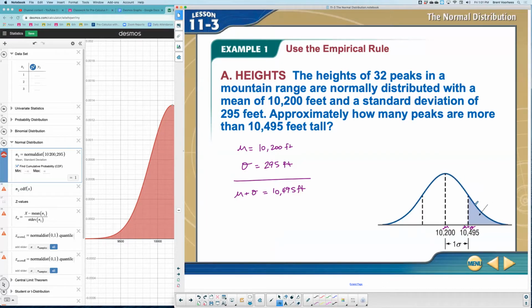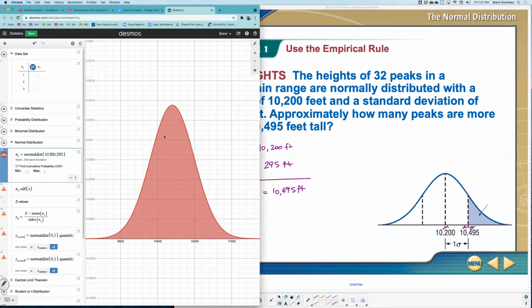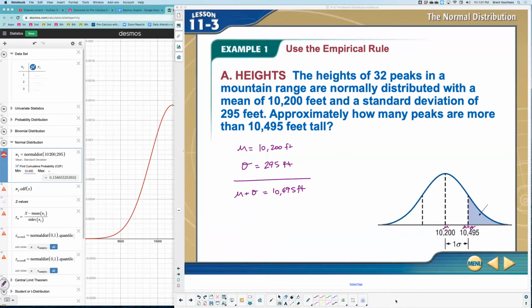We want to know how many events would occur out there. So how do I calculate this in the calculator? What we're going to do is say we want all the values that are greater than 10,495. And so underneath in this minimum and maximum, if I put 10,495, you will find all the values that occur that are greater than that, which happen to be about 15.87%. Or I'm going to just say 15.9%.